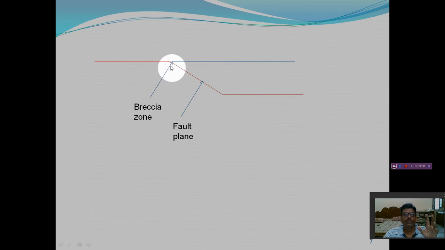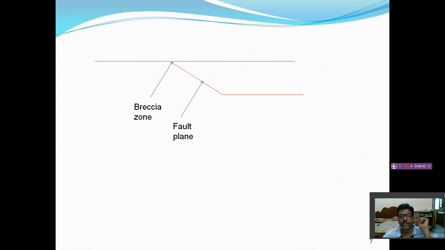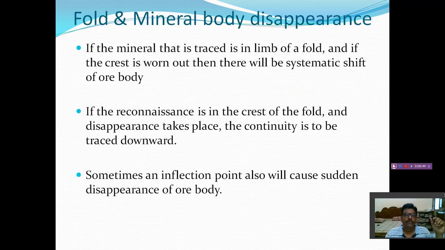Now, this is the breccia zone, what I told, slickensides and breccia. You will find here, it is the section. You can't find it. If you look at the plane like this on the top, plane to the screen, you will find the breccia. Next, folds and other mineral body disappearance. If the mineral that is traced is in the limb of a fold, people who are more interested can go through the pictures and understand.